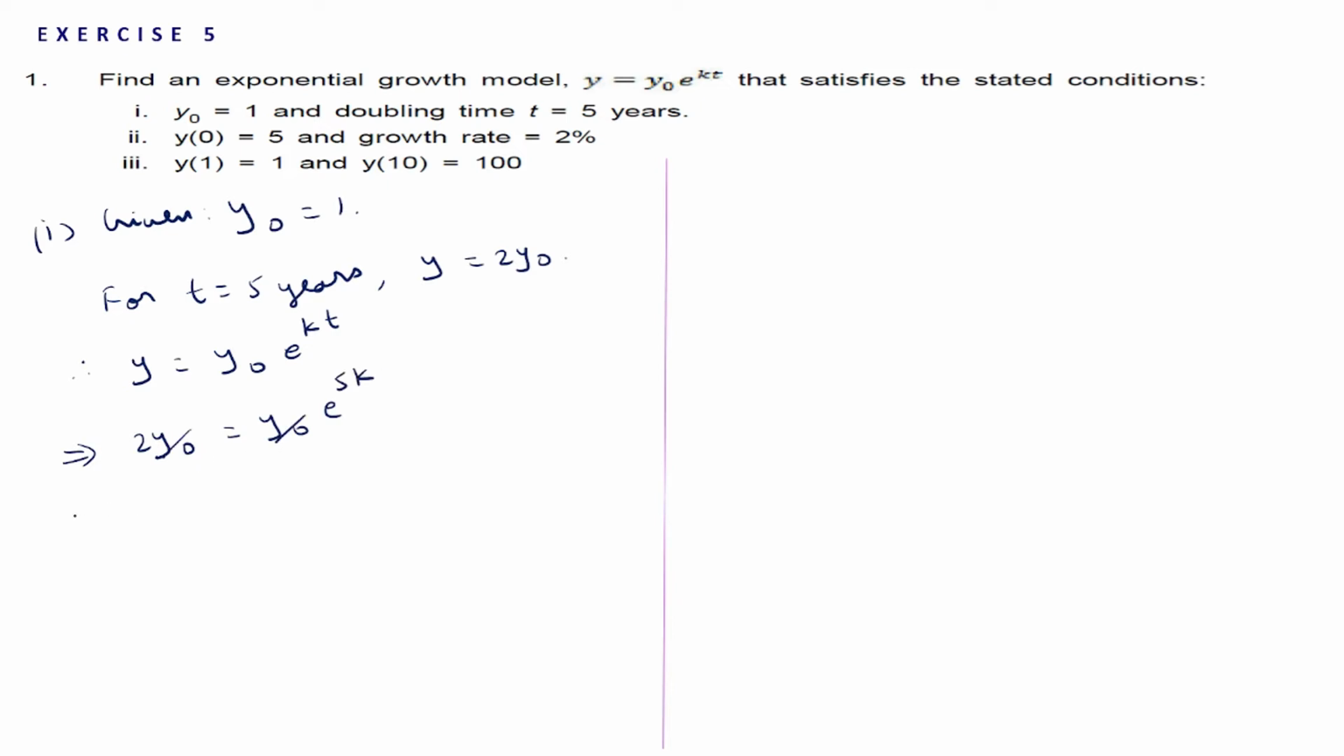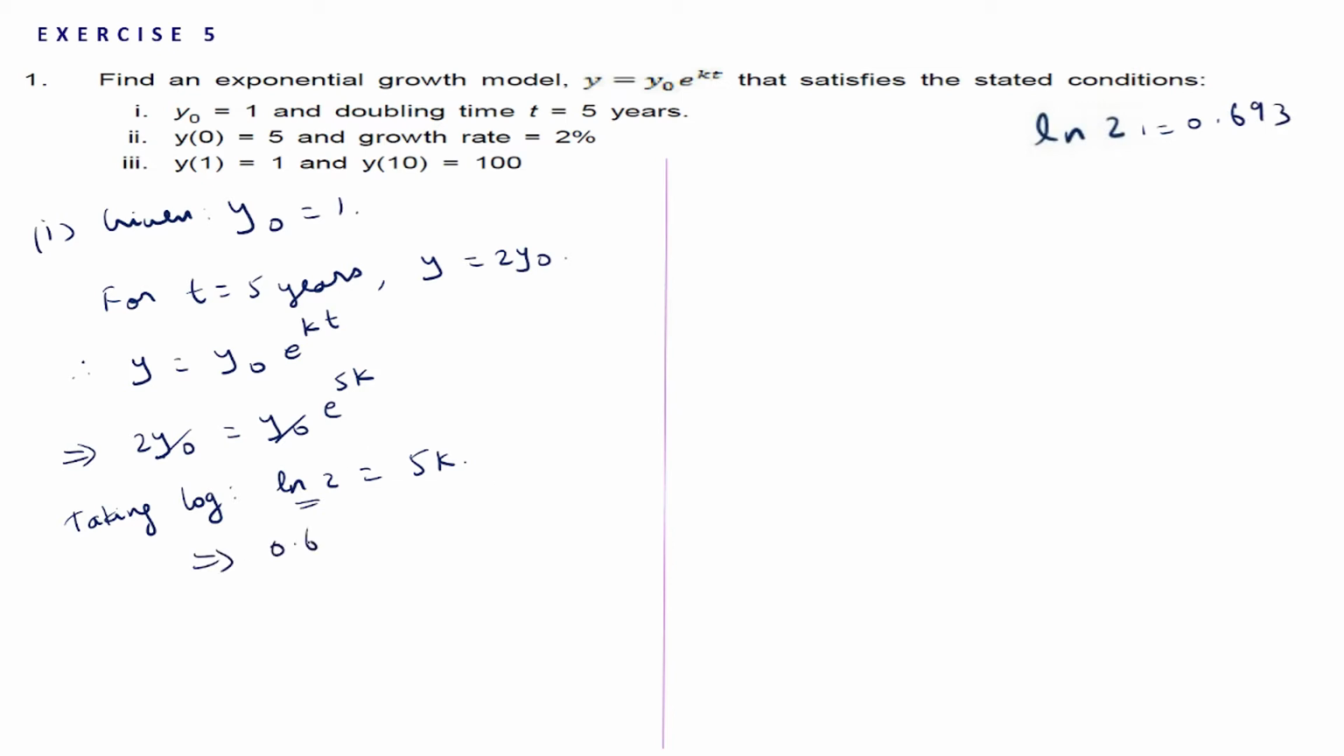Now we can take log on both sides. So taking log, here we have to take natural logarithms. So ln 2 will be equal to 5k. As I already mentioned in my previous videos, it is better to remember the value of ln 2 because mostly it will be a doubling time, then half the time, like that. So everywhere we have to know the natural logarithm value of 2. So the value of ln 2 is 0.693.